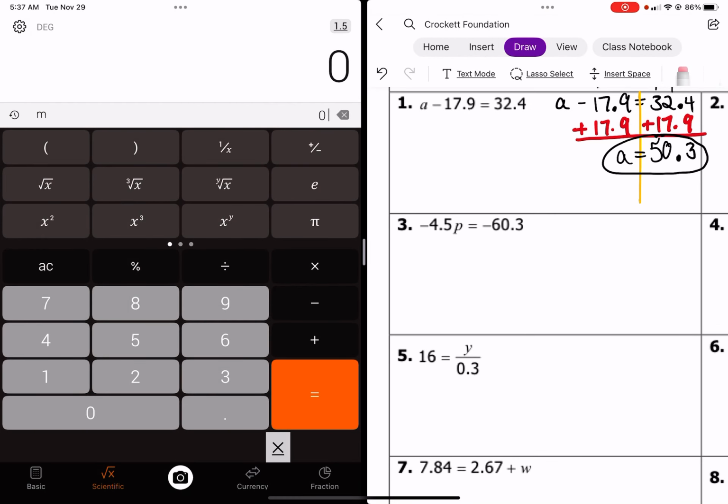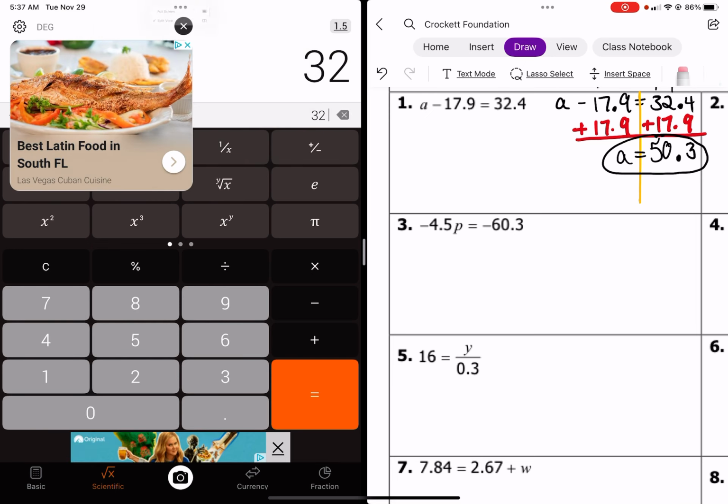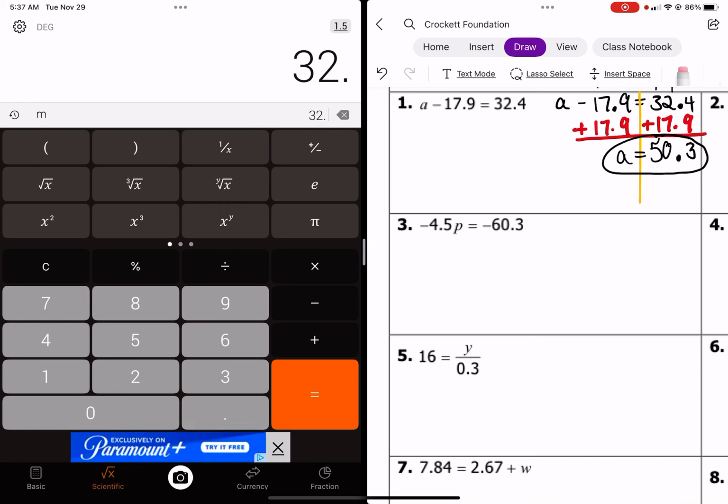And if you're unsure, or you just want to double check your work, okay? I'm going to go here and I'll just type it in real quick. 32.4 plus 17.9 equals 50.3, okay?